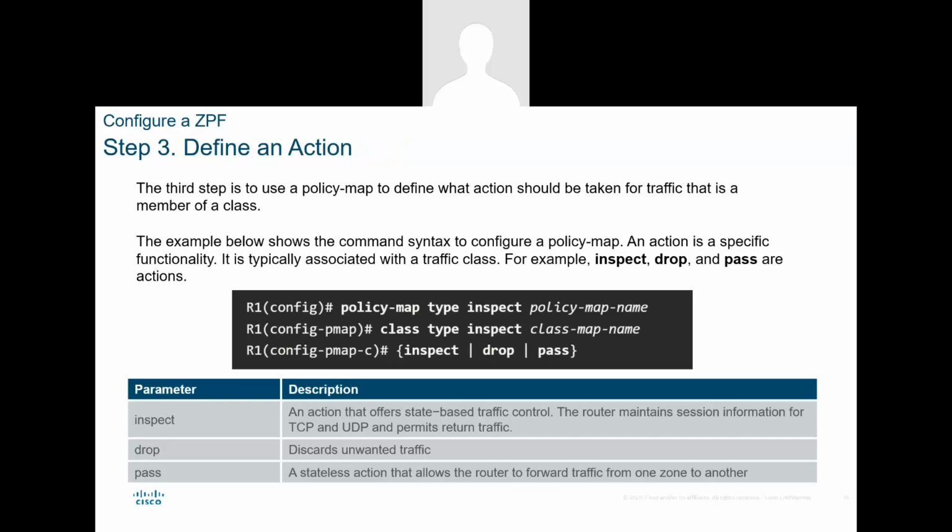Now, these actions that we talked about: inspect, drop, and pass. Inspect enables stateful inspection of the connections. Drop blocks traffic explicitly, so it drops that unwanted traffic. And pass allows that traffic without tracking the session state.